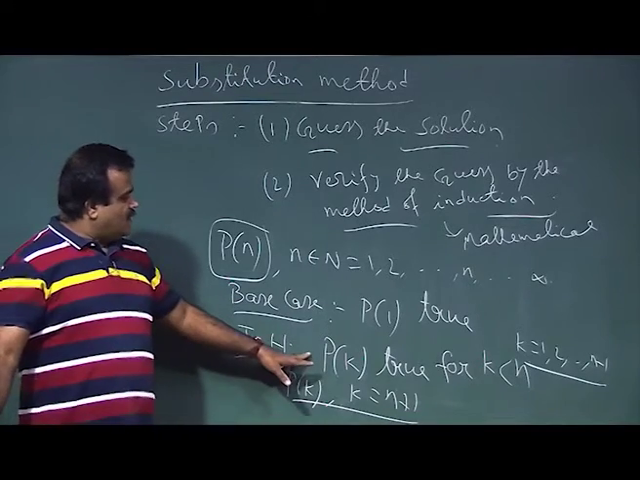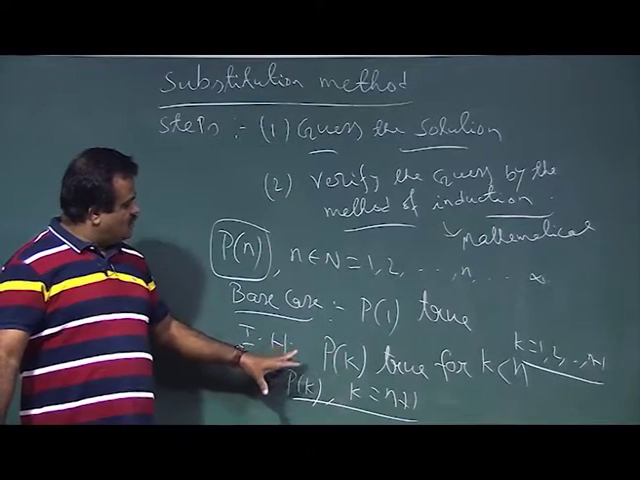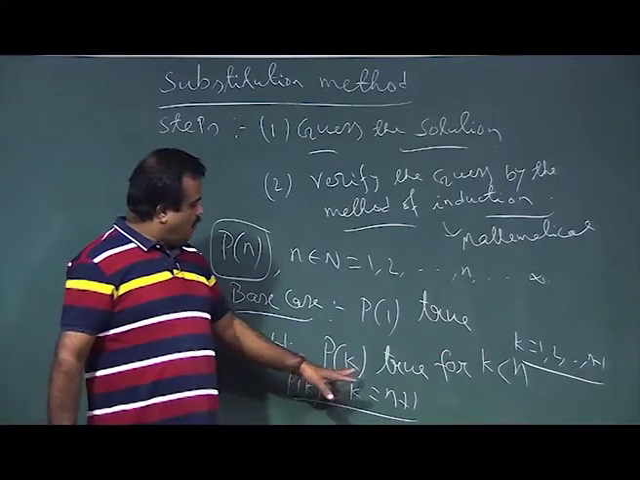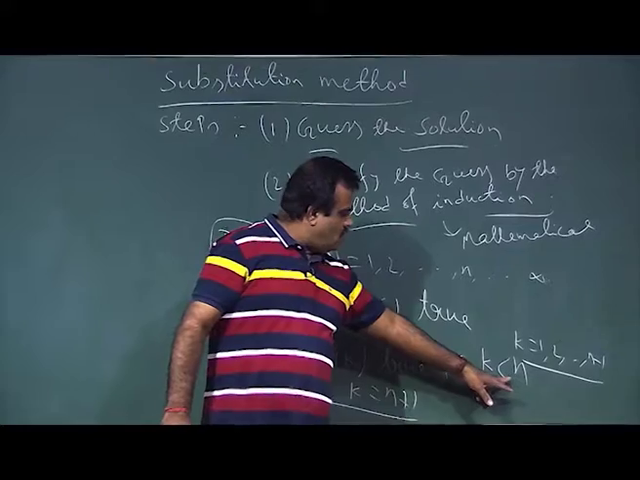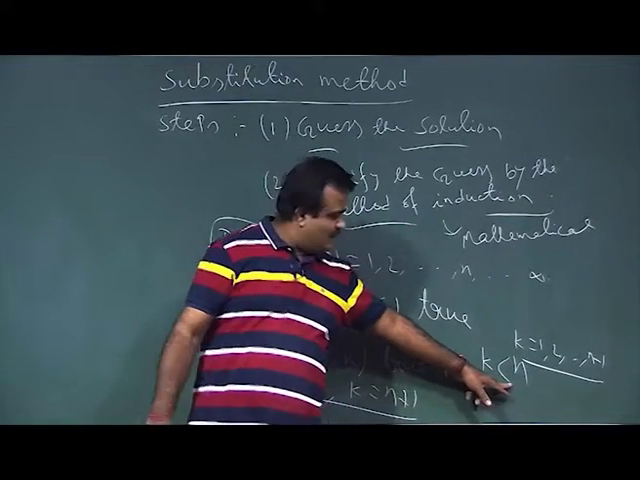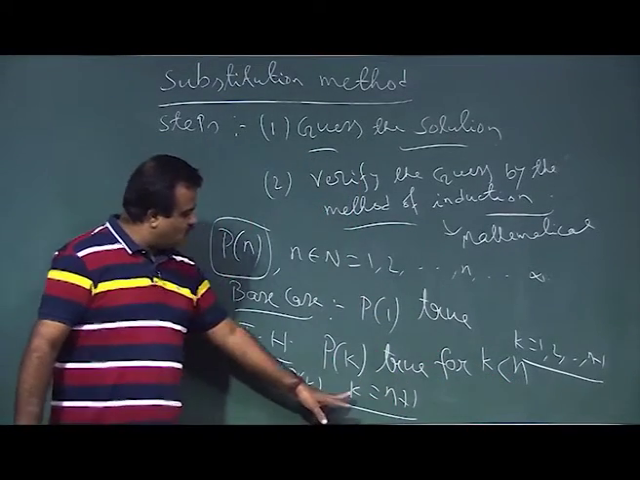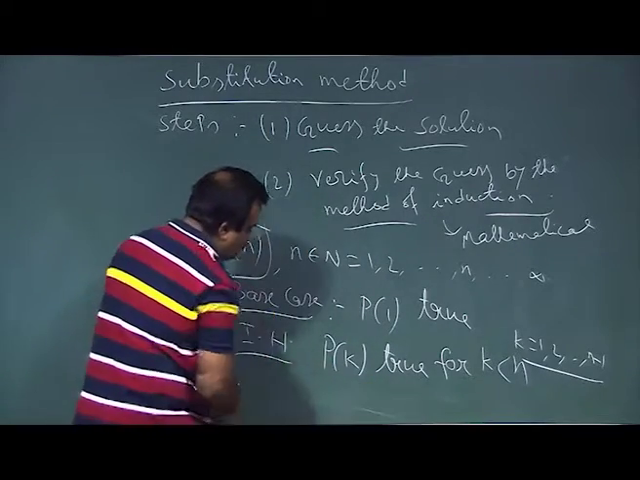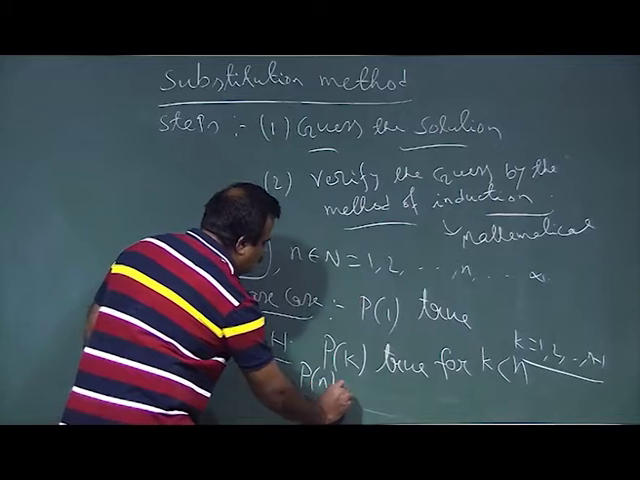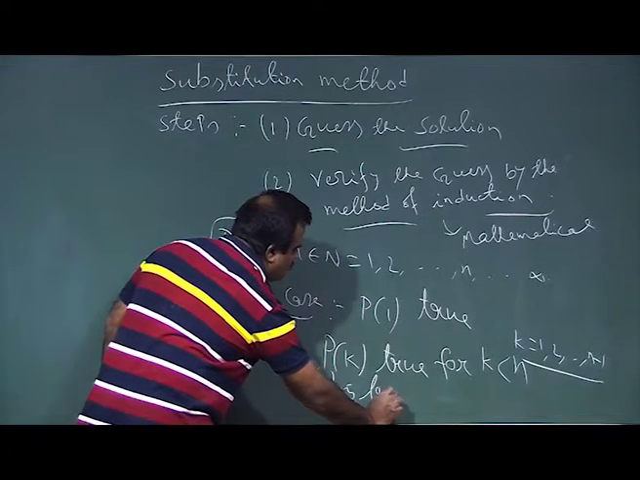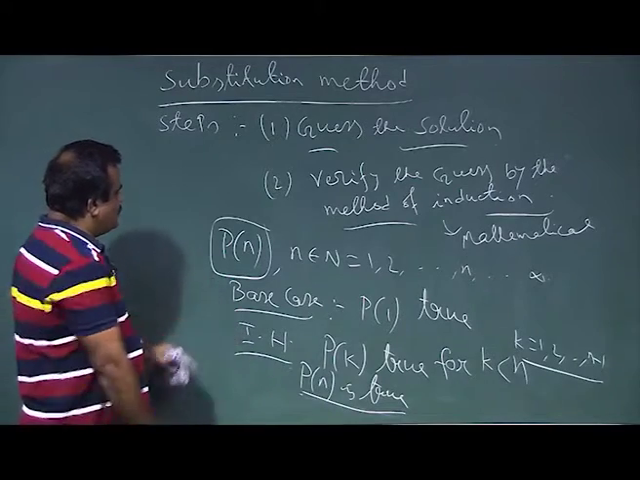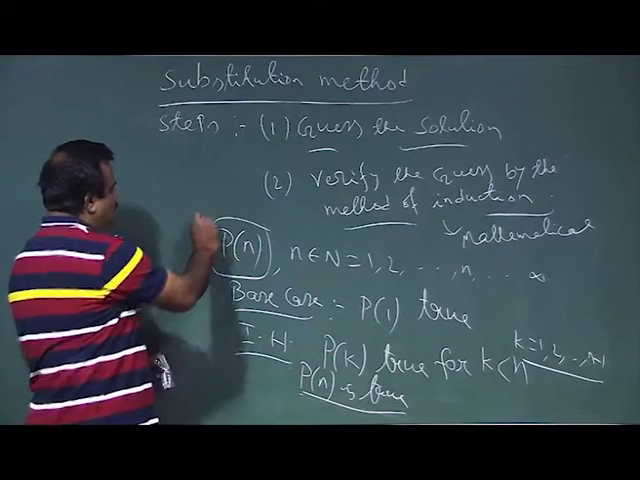So we will take this version of the induction method. We assume that our result is true for all k up to n minus 1, that means before n, and we need to prove that it is true for n. That means we need to show P(n) is true. If we can prove that, then we are done. Then by the method of induction we can say this is true for all n.